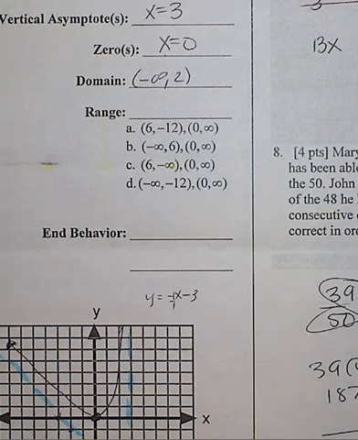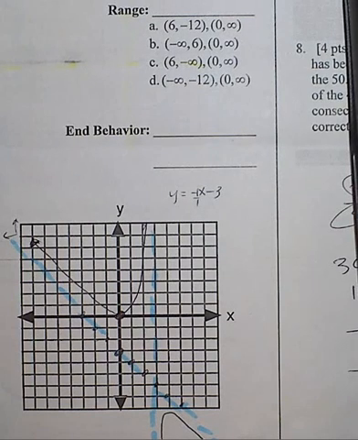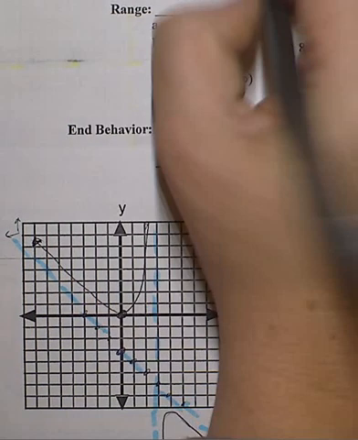It jumps over the vertical asymptote and it starts again. And it goes from 2 and it continues to go to the right with no restrictions.